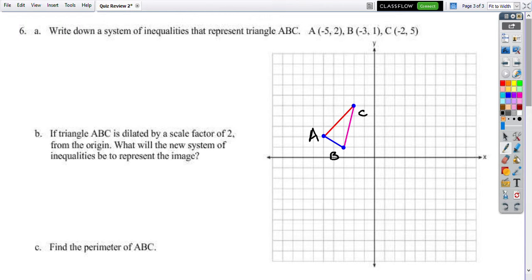So taking a look at our third page here, we have 3 points, A, B, and C. We want to find the system of inequalities. So we're going to start with line AB here. We'll start with the blue line.